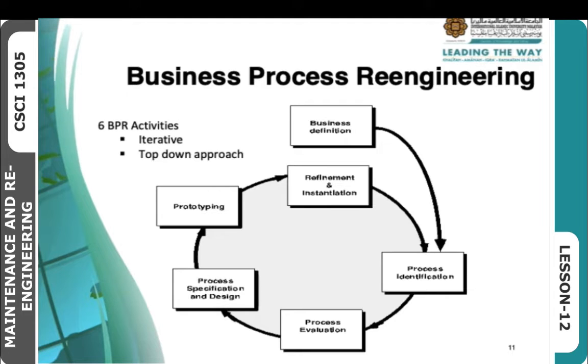It has six activities, and these activities are iterative and follow a top-down approach. We have process definition. Start with the business definition, you go to process identification, then straight away to evaluation, then process specification and design, then prototype, and then refinement and installation. So this can be done iteratively.